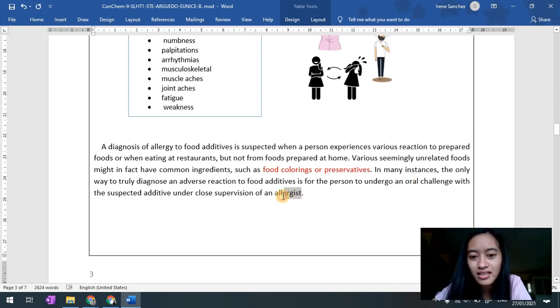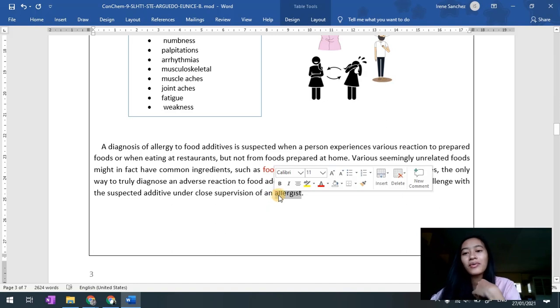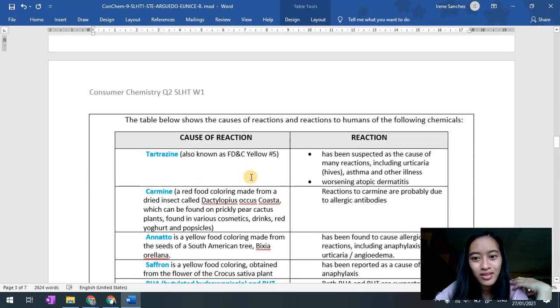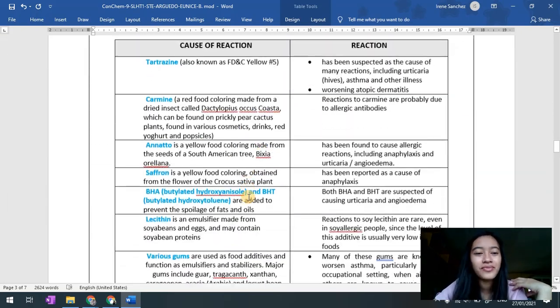So maybe ipatry siya ani sa allergist, patry siya ang pagkaon nato niya. Pero while gi-supervise kay if maunsa pa lang. Okay. It's one of those methods of detecting your allergy.